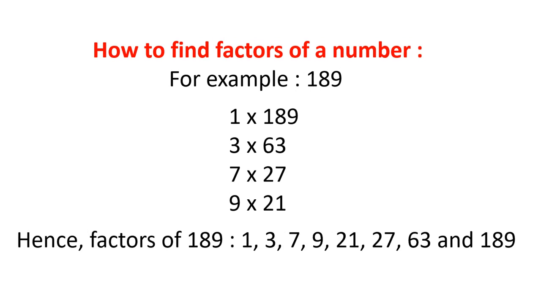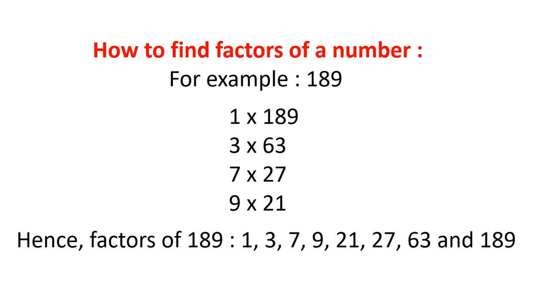Now let us take another example of an odd number, and the number this time is 189. As usual we start with the product 1 into 189. Now 189 is an odd number, so it will not be divisible by any of the even numbers. So I do not waste time checking its divisibility by 2, 4, 6, 8, etc.